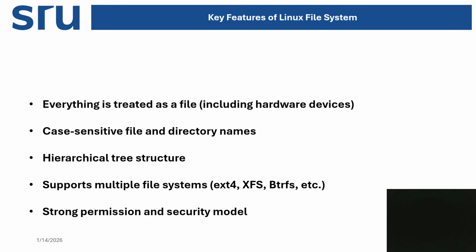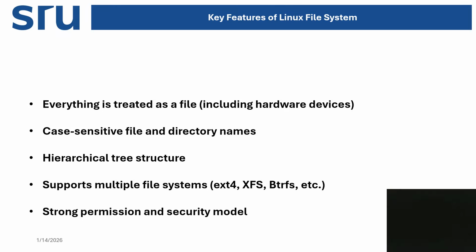File and directory names are case sensitive. Whenever you give a file name or a directory name, it is case sensitive. Next, it is a hierarchical tree structure. It looks like a tree, but it contains roots and leaves, and so on. It supports multiple file systems, means it supports ext4, xfs, btrfs, etc. Different file systems are available under the control of the Linux operating system, along with a strong permissions and security model. So it provides a strong permission model and security model.